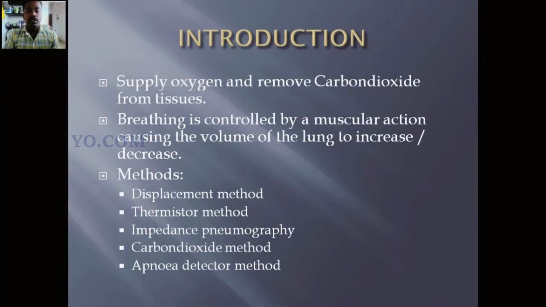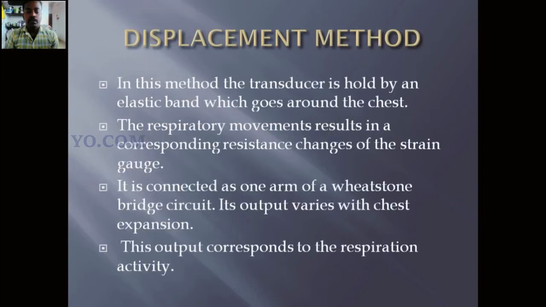First we are going to see the displacement method. In this method, the transducer is held by an elastic band which goes around the chest. So the displacement method is an external method. We are measuring the respiration rate externally. Here the displacement is very important. Displacement is a movement, that is, we are having some movement.